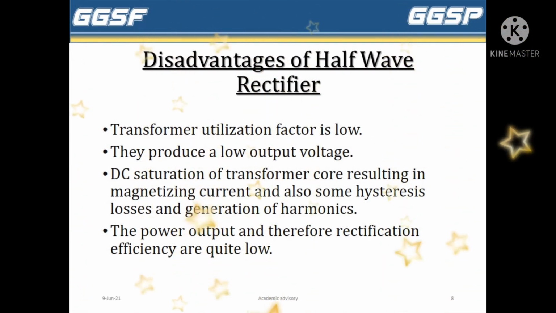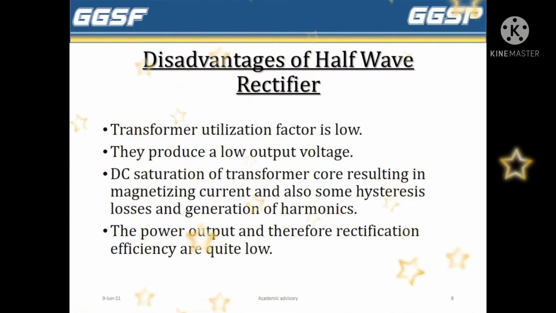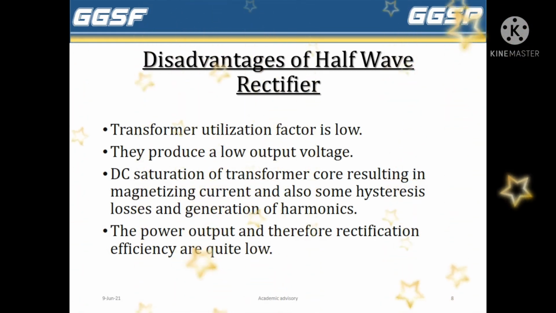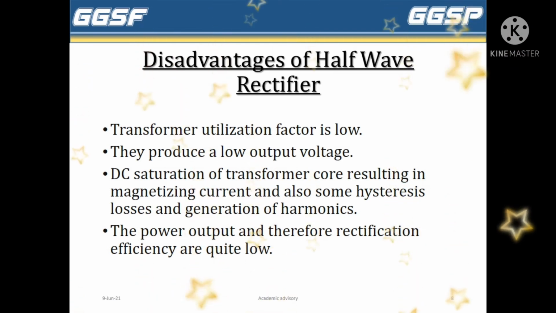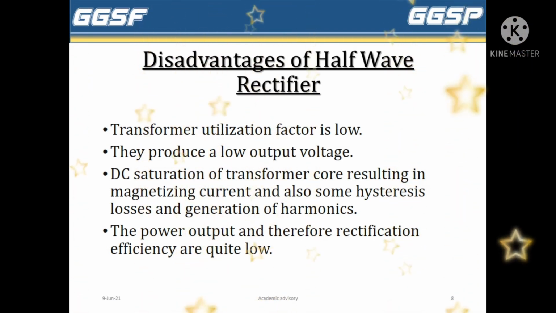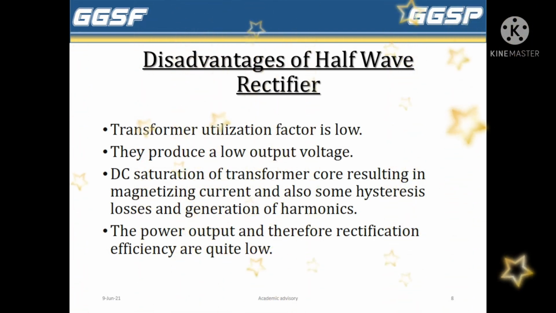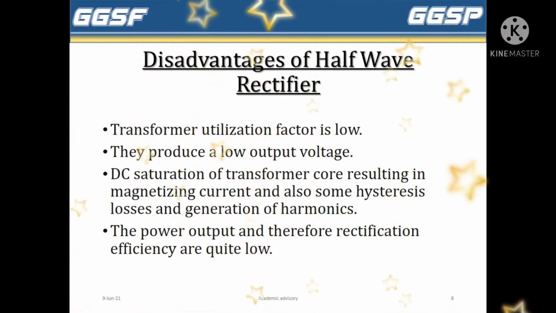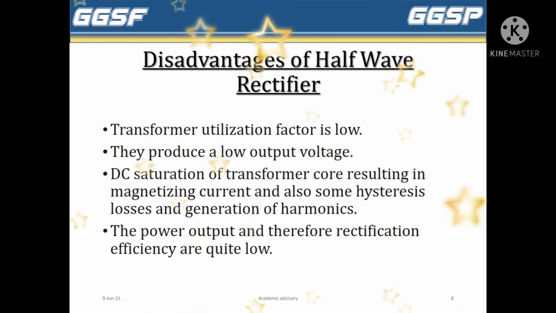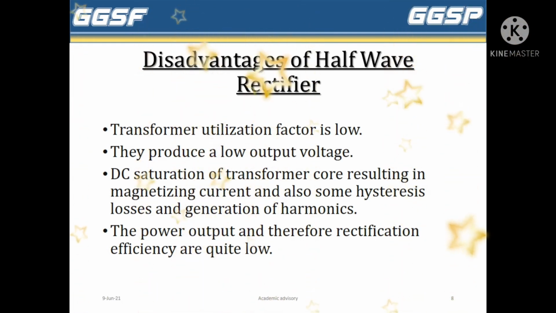Disadvantages of half wave rectifier. Transformer utilization factor is low. They produce a low output voltage. DC saturation of transformer core resulting in magnetizing current and also some hysteresis losses and generation of harmonics. The power output and therefore rectification efficiency are quite low.